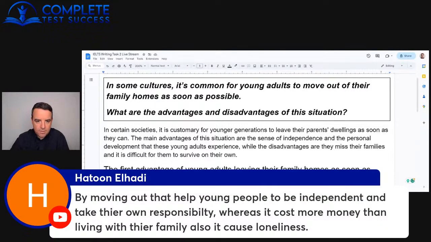"By moving out, that helps young people to be independent and take their own responsibility, whereas it costs more money." Good. "And living with their family also causes loneliness." Living without their family, you said with instead of without. Okay, "independent and take their own responsibility." Again, that's the same thing. If you're being independent, you're being responsible for yourself. So we wouldn't use both of those. We can only use one of those.